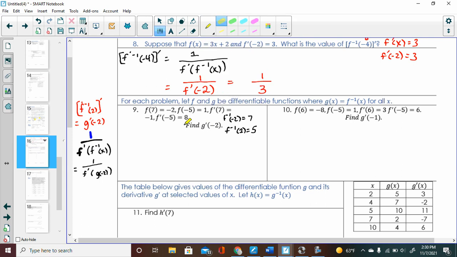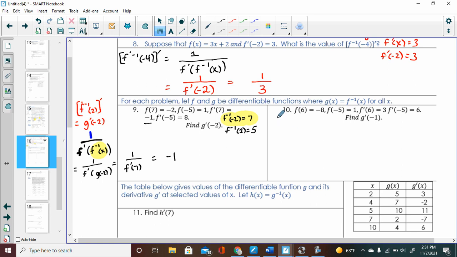So I need the inverse of -2. That's 7. Didn't really have to write it out, but it definitely helps. So 1 over f prime of 7. And do I have that? Yeah, it's -1. This equals -1. And it looks hard, but it's not, guys. So just write it out.